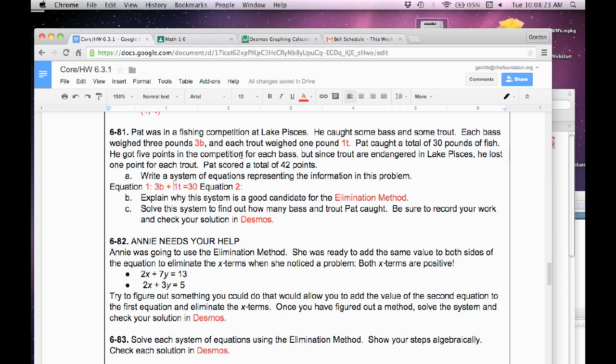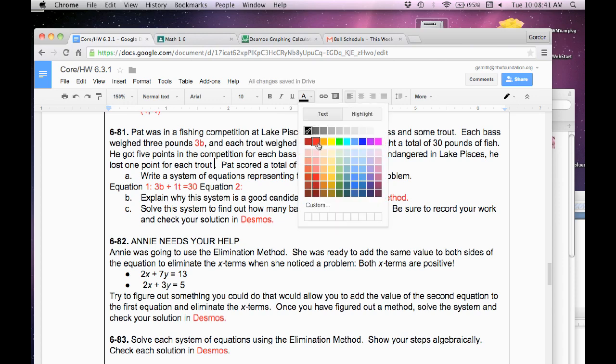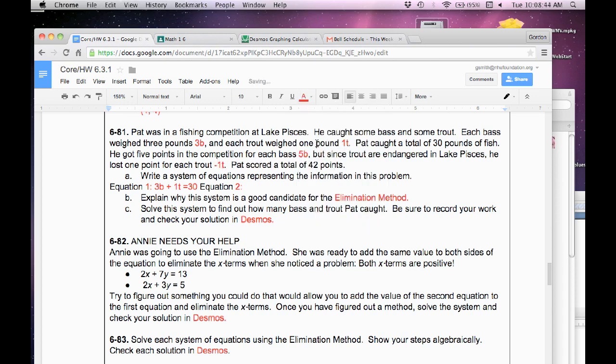All right. He got 5 points in the competition for each bass. So there you go, there's another hint. It's a rate, so it's going to be 5B. But since trout are endangered in Lake Pisces, he lost 1 point. So that would be -1 for each trout. So that's going to be -1T. It's pretty messed up to make you lose points for catching trout. And he scored a total of 42 points. So since this is all about points, it's going to be 5B minus 1T equals 42. So there we go, 5B minus 1T equals 42.